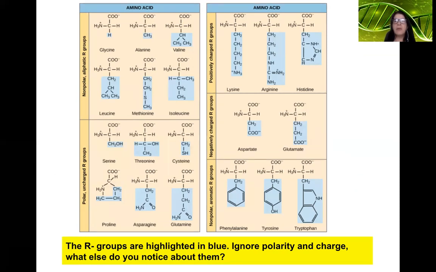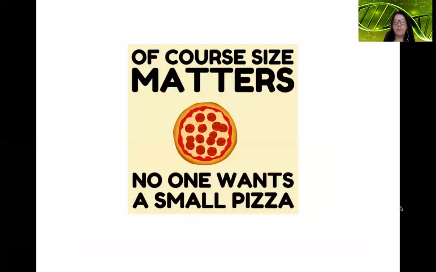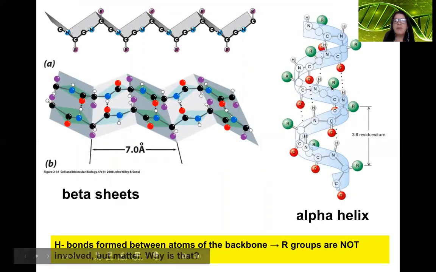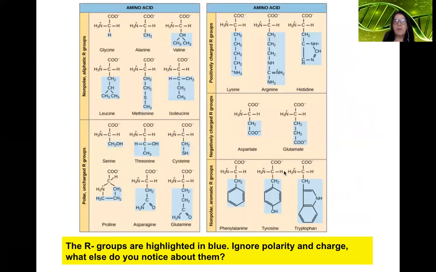And if your answer is size, you are correct. The blue boxes, which highlight the R groups, are all different sizes, which shows that the R groups themselves, the side chains, can be a different size. So of course size matters. No one wants a small pizza, right? So let's look at this structure again. If this R group is too big, it will not fit in this particular groove of the helix. So the size of the R groups does matter, even though the R groups themselves are not involved in this level of structure.